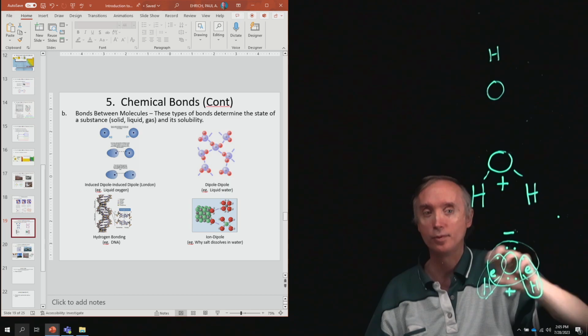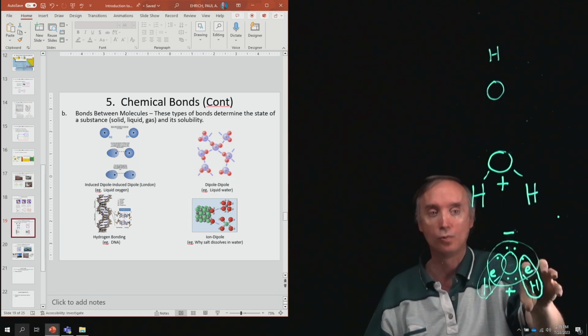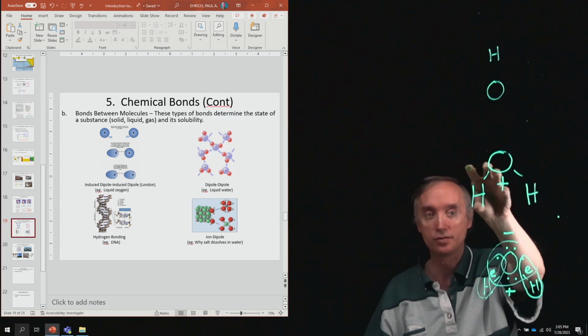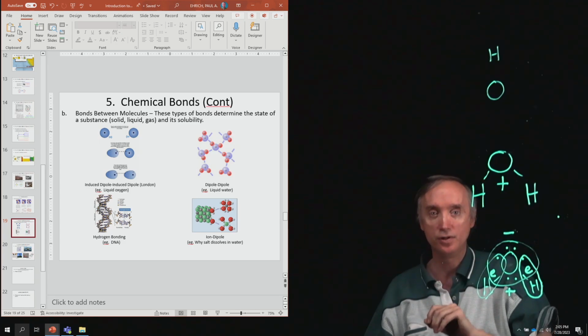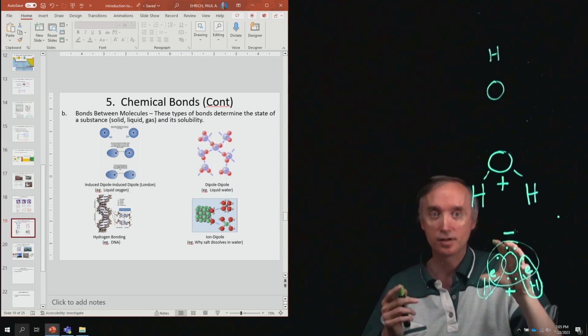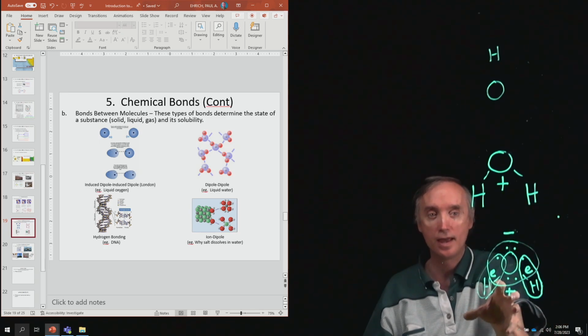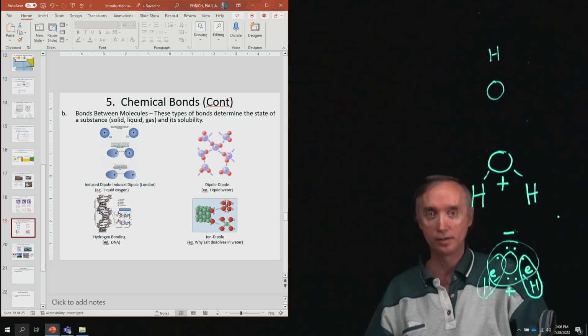And so what will happen when it's a solid is you will have 6 water molecules, and they make a hexagon. You can see it if you look at that picture there, that 6 water molecules will form a hexagon, and it'll have an open space in the middle.